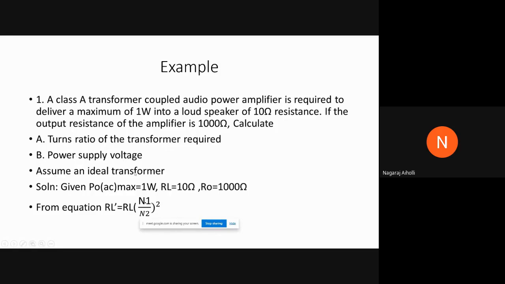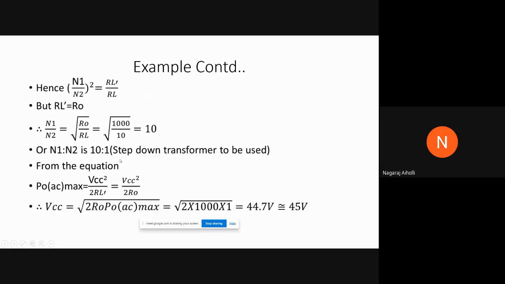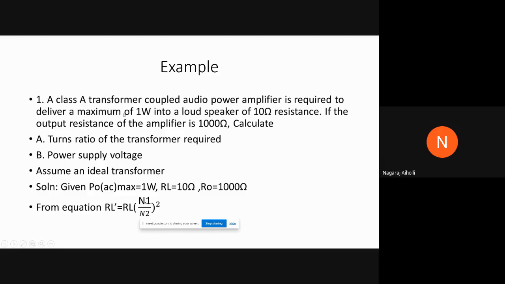And they have asked to assume an ideal transformer. The equation is RL dash is equal to RL into N1 by N2 the whole square. This is the equation that we have derived. If I rearrange, I will get N1 by N2 the whole square is equal to RL dash by RL.